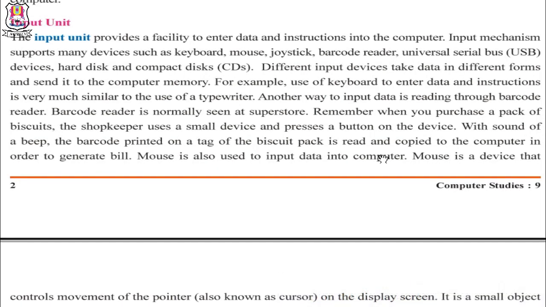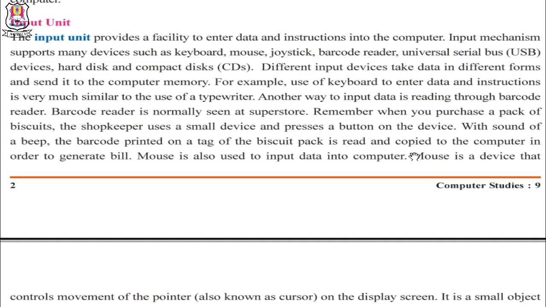The input unit provides a facility to enter data and instructions into the computer. Input mechanism supports many devices such as keyboard, mouse, joysticks, barcode reader, universal serial bus (USB) devices, hard disk and compact disk. Different input devices take data in different forms and send it to the computer memory. For example, use of a keyboard to enter data and instructions is very similar to the use of a typewriter. Another way to input data is reading through a barcode reader.